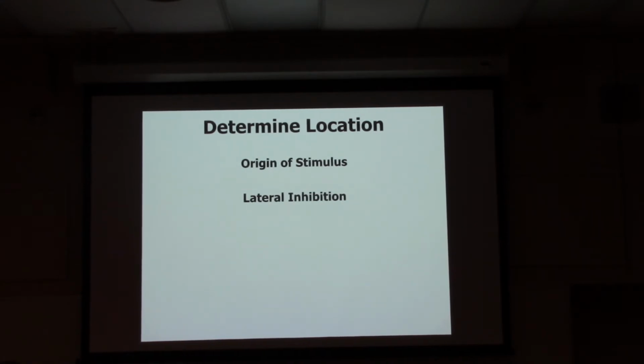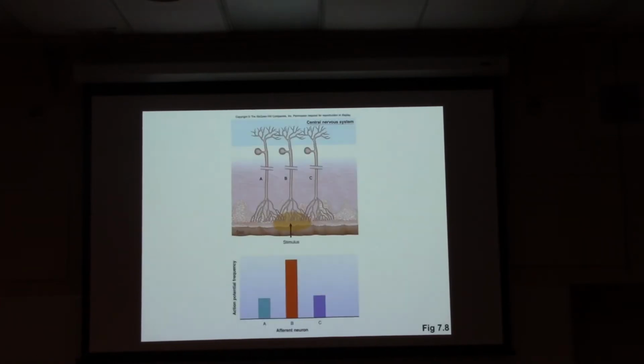But lateral inhibition helps to sort of shut down or lessen the response of the surrounding receptors to help sort of magnify the ones in the center where the stimulus actually occurs. Let's see how this works.